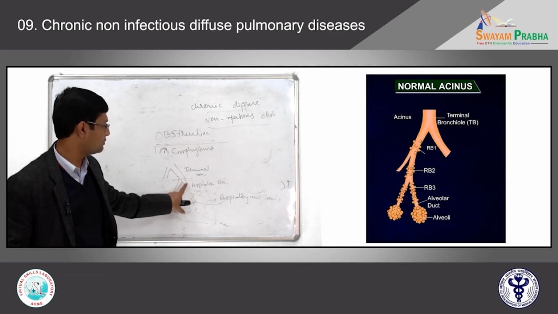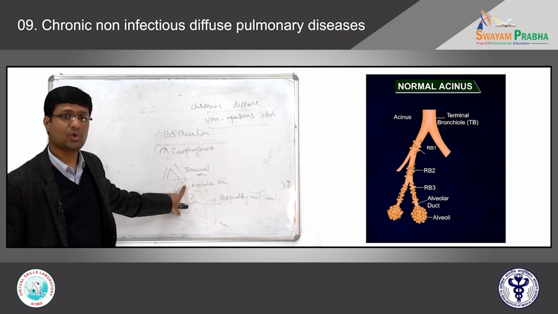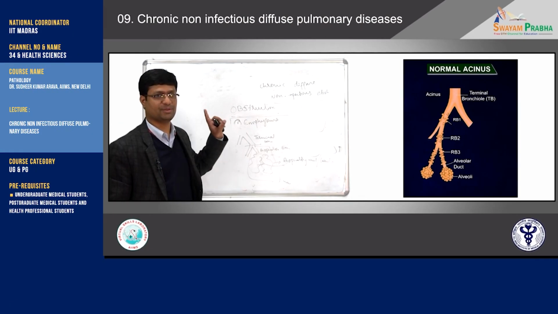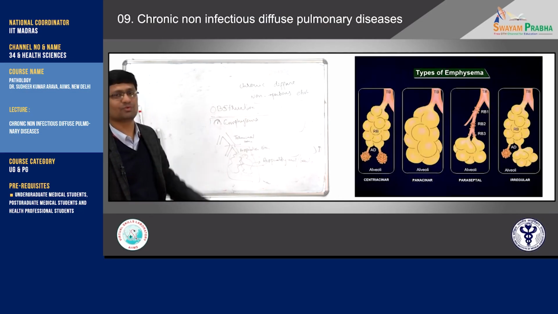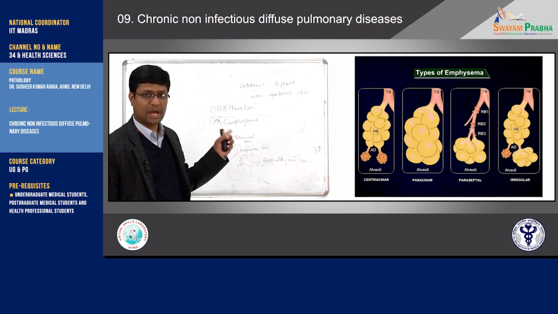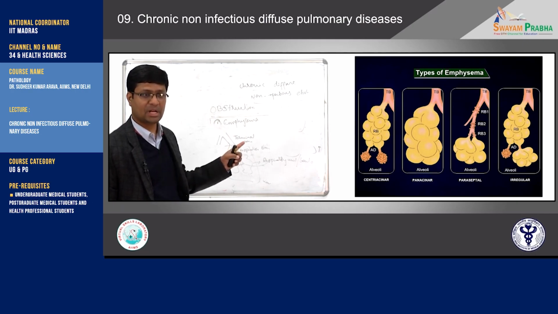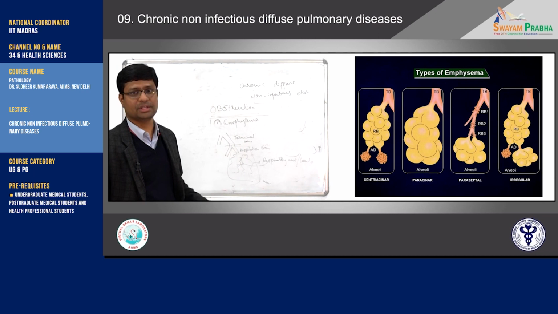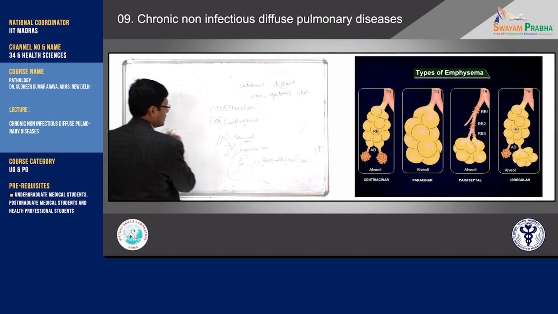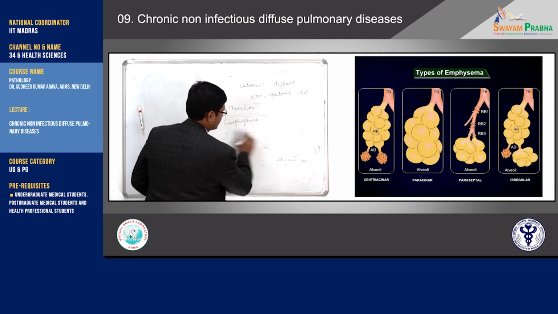Depending on which part of the respiratory lobule is enlarged, we have 4 different classifications as subtypes of emphysema. I have mentioned what those 4 different subtypes are: centriacinar, panacinar, paraseptal and irregular. What is the meaning of these 4 subtypes? I will tell you in my next few slides.